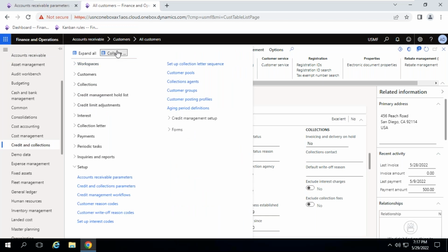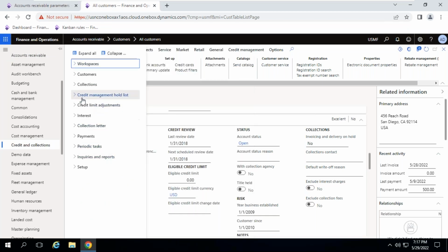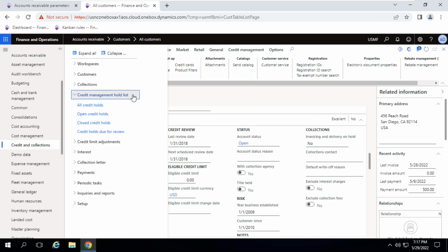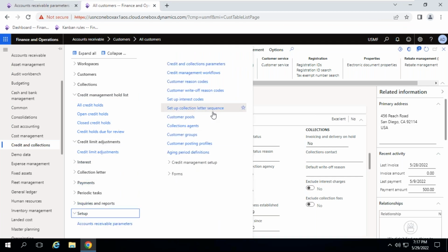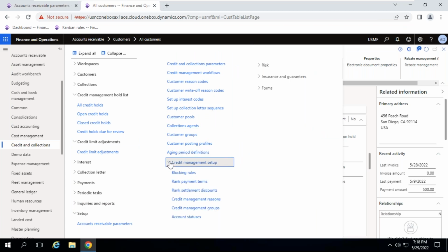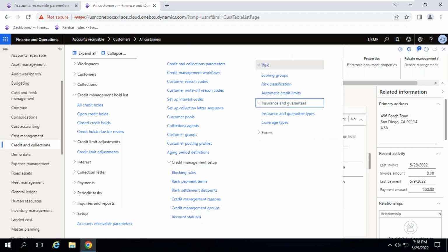If you collapse, earlier you will not find this one: credit management hold list, credit management, credit limits adjustments and setup. Here the credit management form did not exist earlier. Now this new function is enabled. Risk management, insurance, guarantees, all these things are enabled. So one of the important ones is blocking rules.